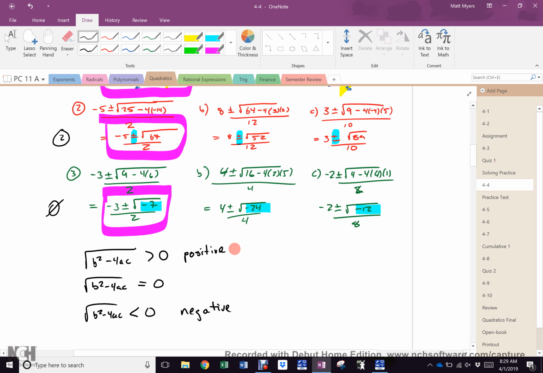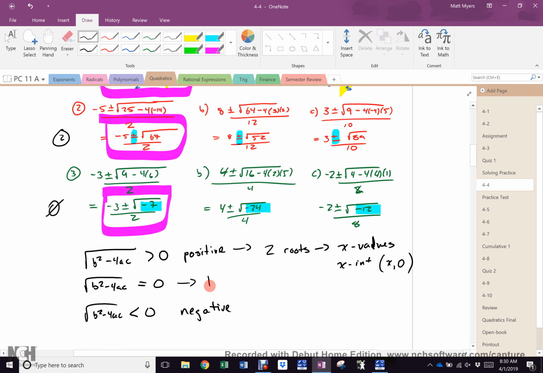Well, if it's positive, like in row 2, it means we're going to have 2 roots. The roots are x values. They're x-intercepts. If it's an x-intercept, how do we write it like an ordered pair? What would it look like? It would be x, 0. And how many of them would there be? 2. What if it's 0?